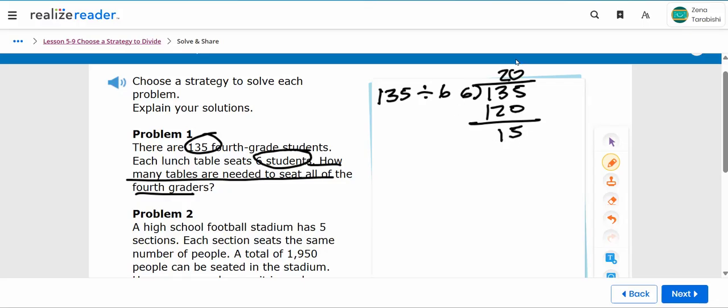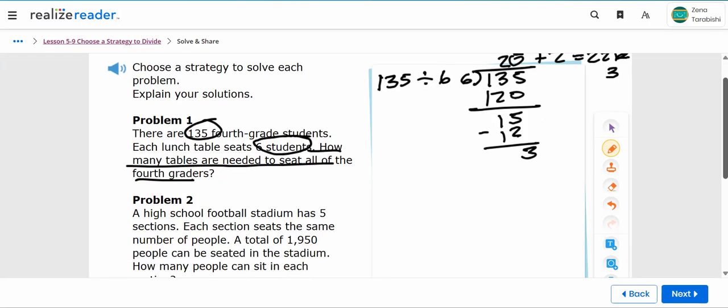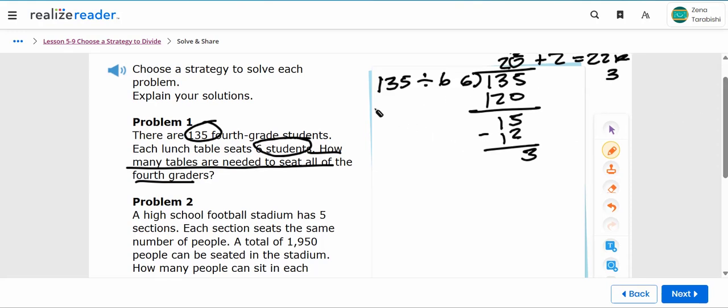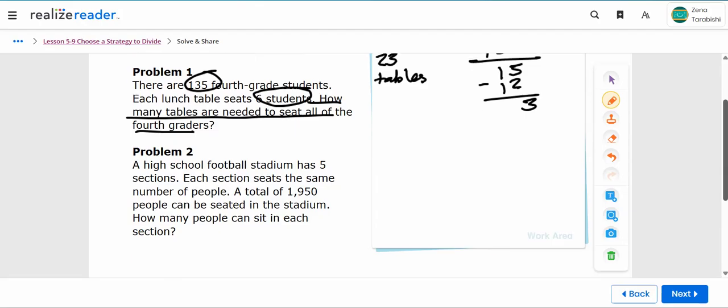6 can go into 15, again, 2 times. Oh, I ran out of space there. So I'm just going to put plus 2 right there. And so now I have 12, and I have 3 remaining. So that means that I have 22 with a remainder of 3. So how many tables will they need? They'll need at least 22, probably 23 tables for all of them to sit.